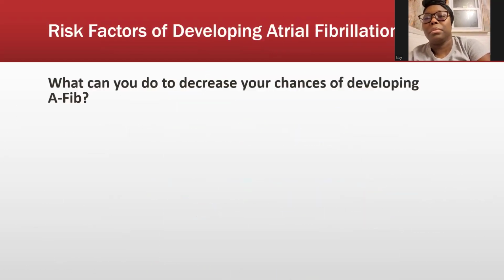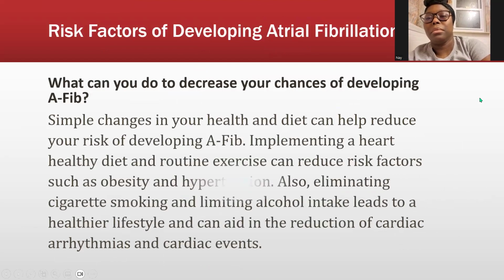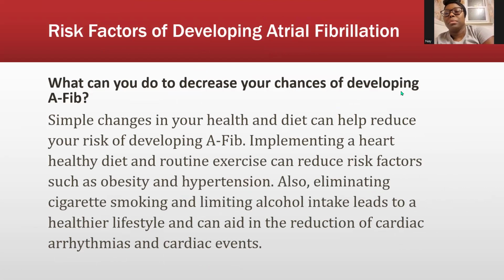Next thing we want to talk about is the risk factors of developing atrial fibrillation. So again, there are various risk factors for developing AFib. Simple changes in your health and diet can help to reduce your development of AFib. Implementing a heart-healthy diet and routine exercises can reduce risk factors such as obesity and hypertension. Also, eliminating things such as alcohol and cigarette smoking, all of those things help to lead to a healthier lifestyle, and they can aid in the reduction of cardiac arrhythmias and cardiac events.